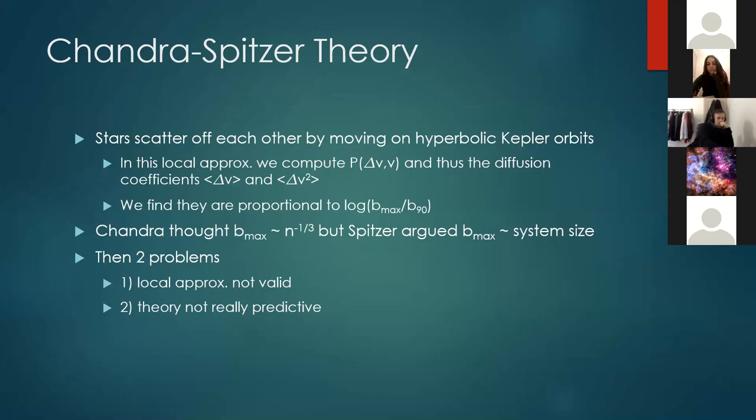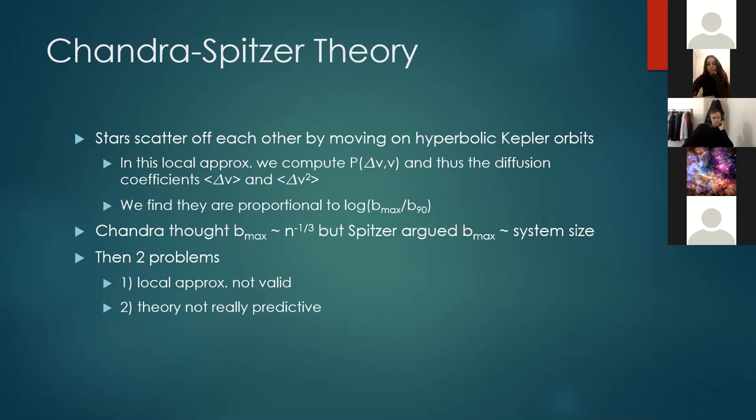And the second is that, saying Bmax is about the system size, well, exactly what do you mean by the system size? Is it a third of the system size, twice the system size? What is it? Depending on what you then take, the theory isn't really predictive, because the numbers you're computing, from which you're going to obtain predictions, involve this parameter Bmax, which you don't really have a proper value for.